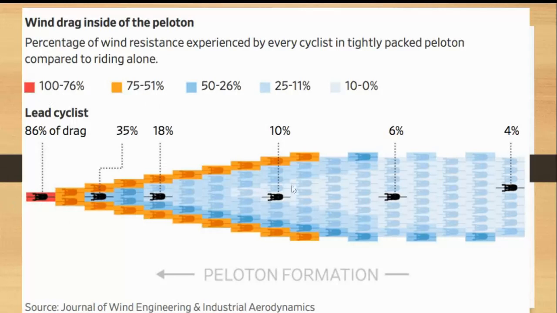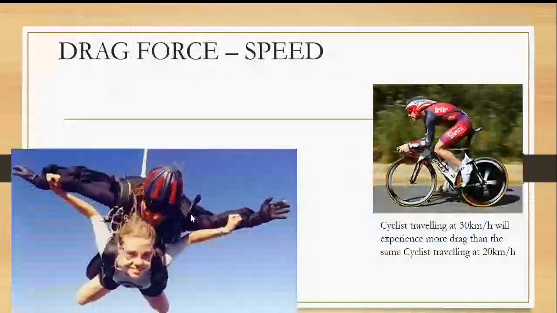And this only gets less and less, right down till we get this person right at the back, who's only experiencing 4% of the drag as compared to this person at the front. So what happens in a peloton is these people will rotate through position. This person might be at the front for 5 minutes, then it might be someone else's turn, and this makes everyone spend a lot less energy. And because they're spending less energy, they're able to go a bit faster, and sometimes, most of the time, catch the person who's out in front of the peloton.